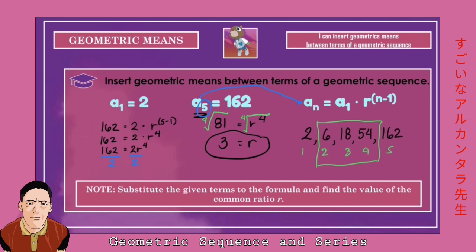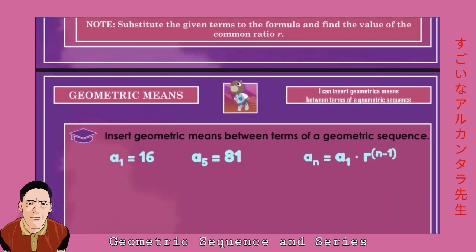So in order for us to insert geometric means, all you have to do is to use the formula and apply the properties of equality. Mostly what we're going to do here is either divide both sides by a certain number, the numerical coefficient, or multiply if it's a fraction. So we'll see it here later. Let's have another one.